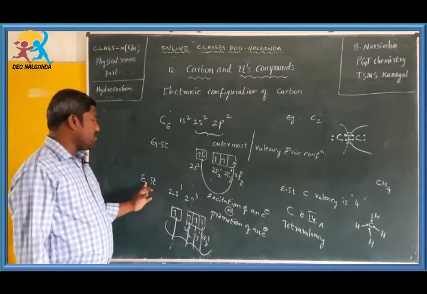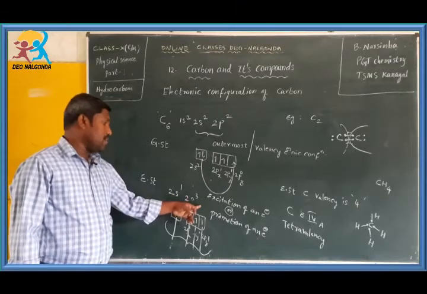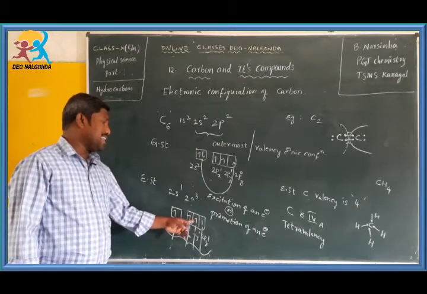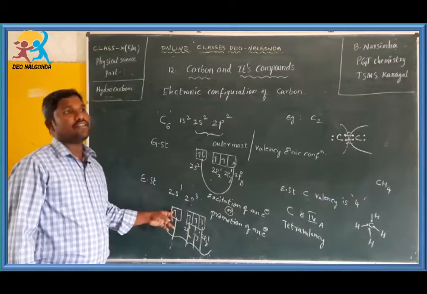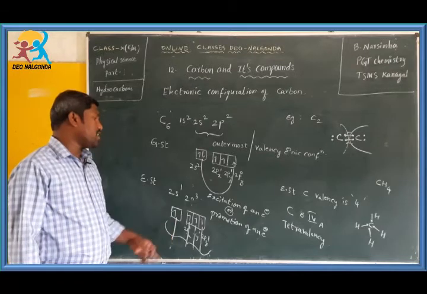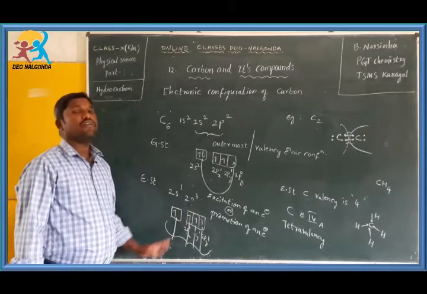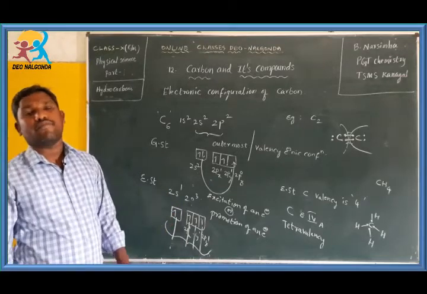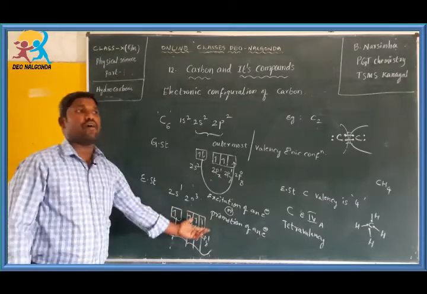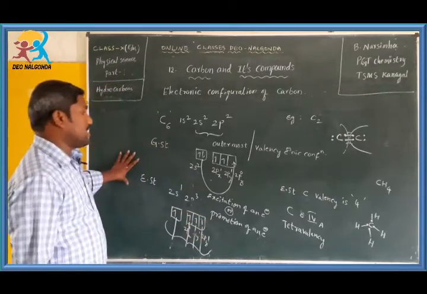In the excited state, the electronic configuration of carbon is 2s1, 2p3, with the 2p subshell containing 3 single electrons and the 2s subshell also containing 1 single electron. So in the outermost shell there are 4 single electrons. Therefore, 4 sigma bonds, 4 covalent bonds are formed. Therefore, carbon shows tetravalency in the excited state.